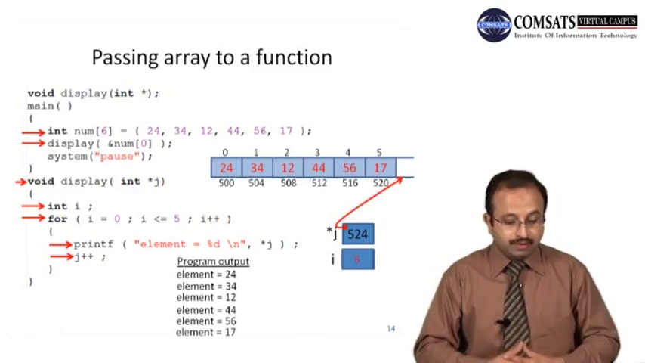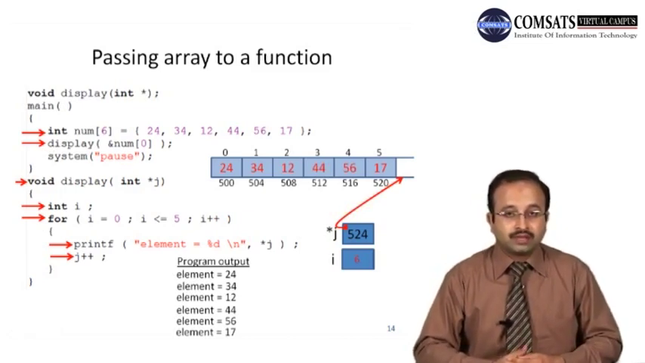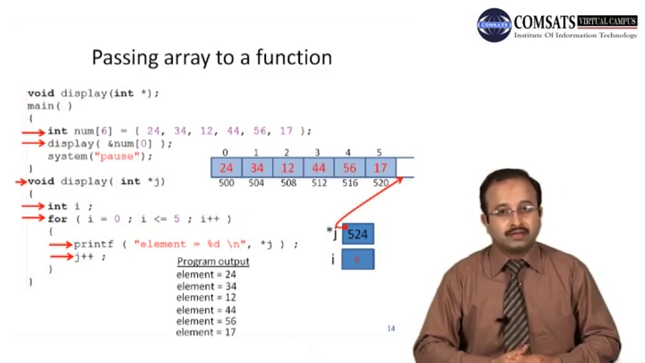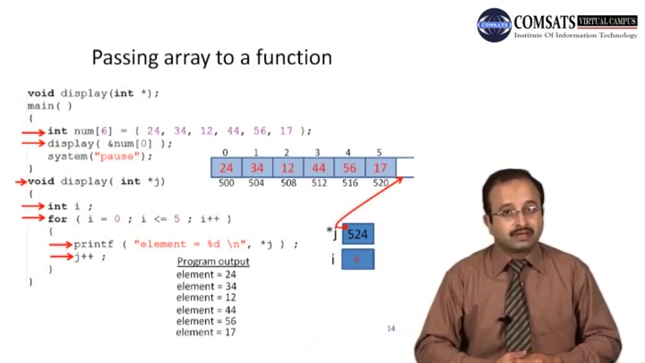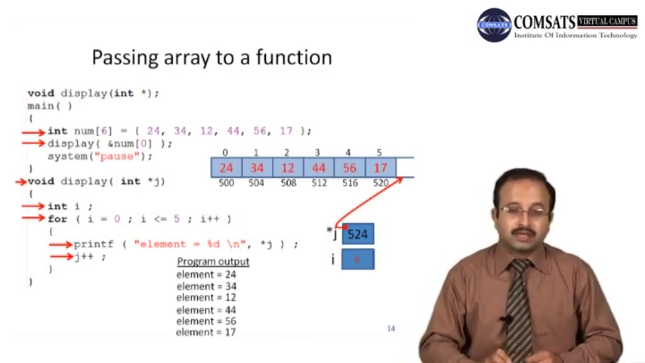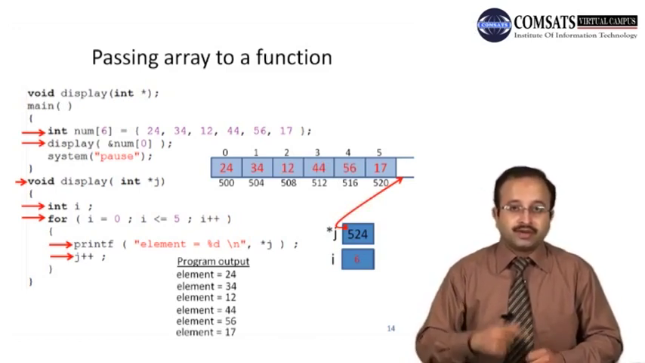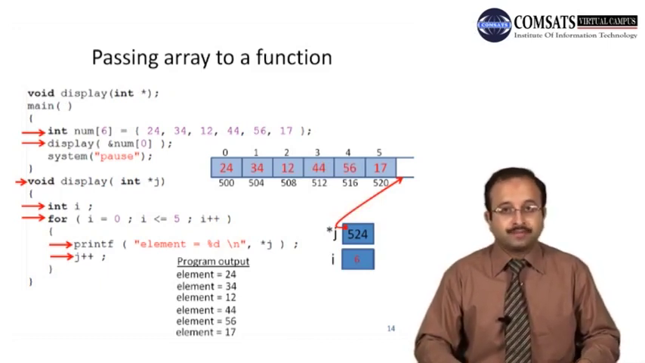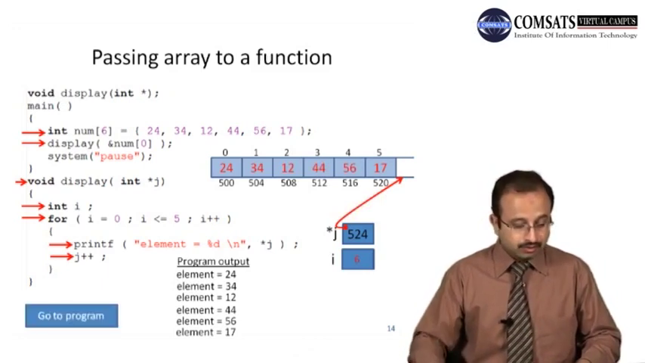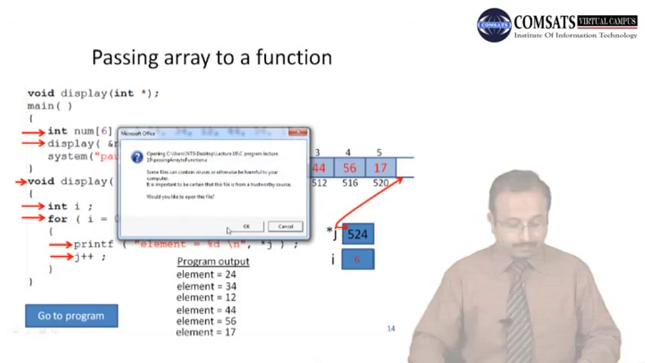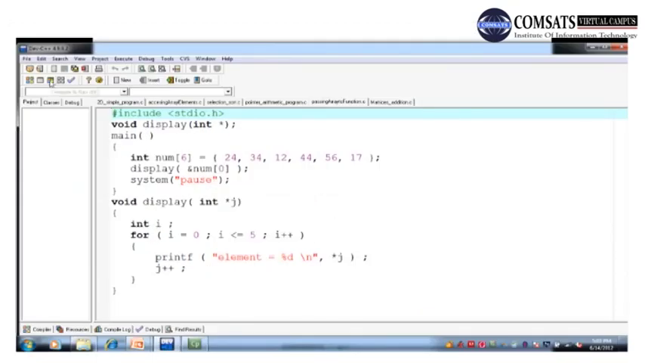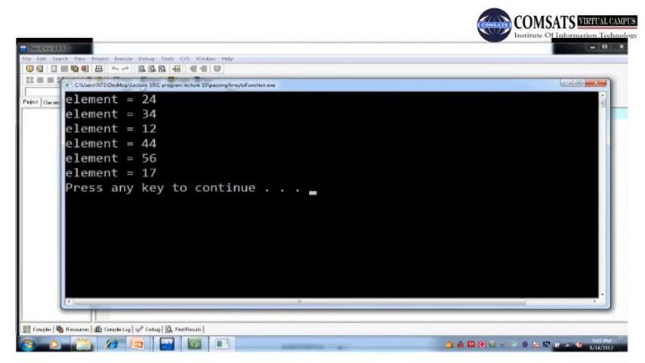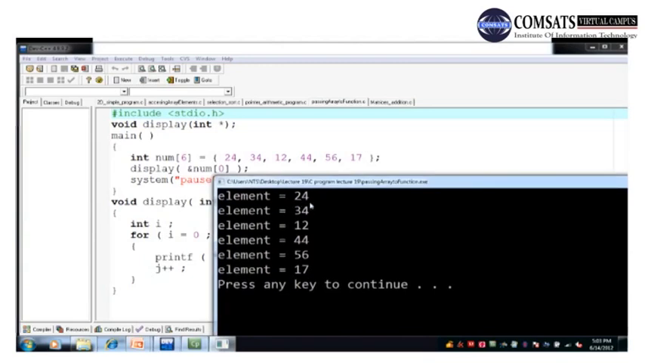So you see we have a display function, we just pass the base address of the array and it prints the values of all the elements in that array. We just told it the base address of the array, and it starts printing the elements from that address, and in each iteration it also increments the pointer value. Let's go and see the program. So this is the program. We execute this program and now this is the output. The values are 24, 34, 12, 44, 56 and 17.